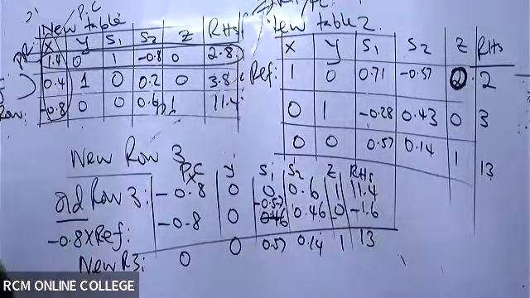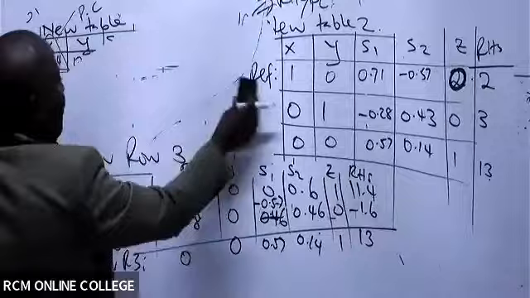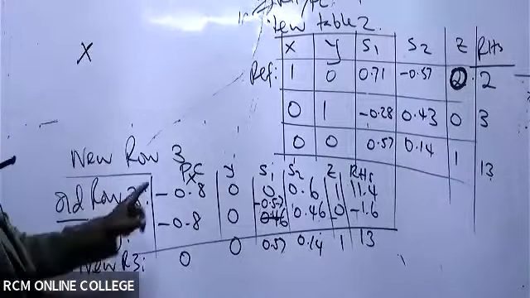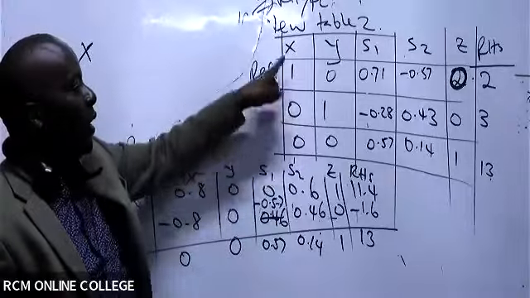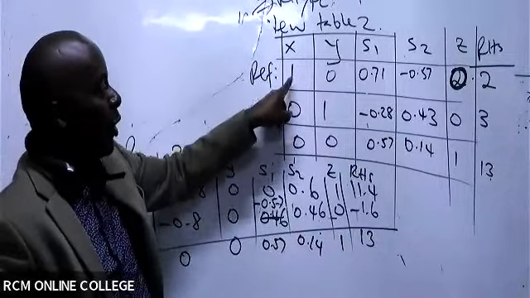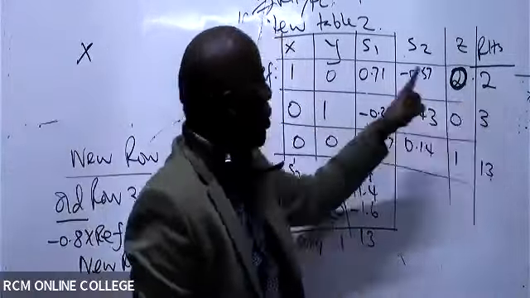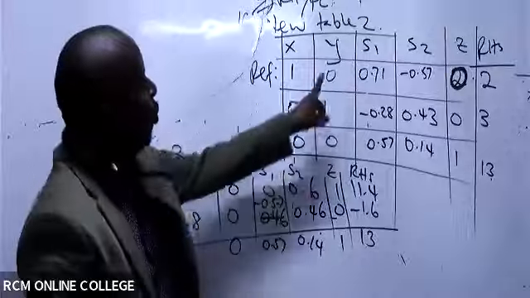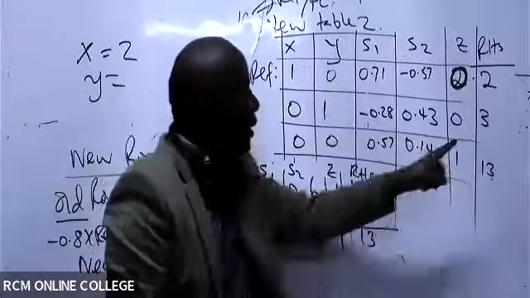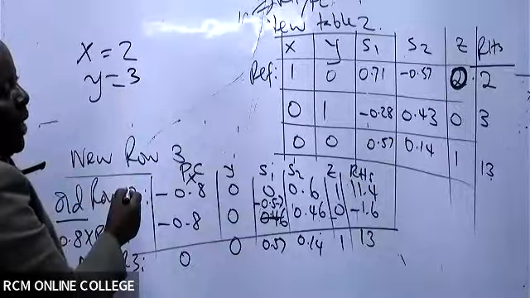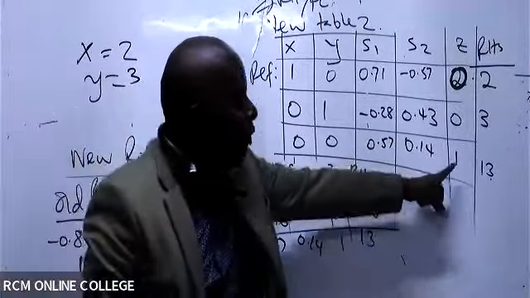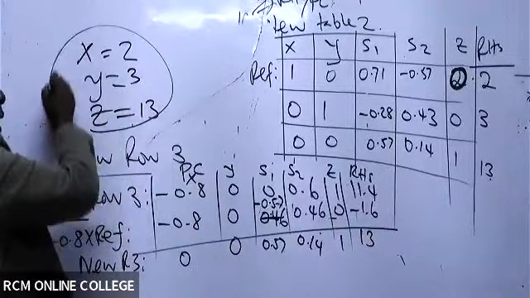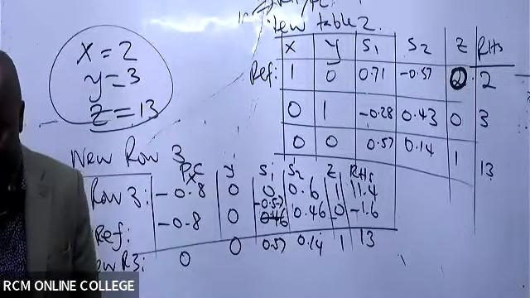Now you can go ahead and interpret. How do you interpret? We have the value of x. You look at where we have 1, and with x corresponding to 1, you read the right-hand side. In this case, x is 2. You go to y, which is 1 there, 13. The total value of z will be 13. And that is the end of that question.